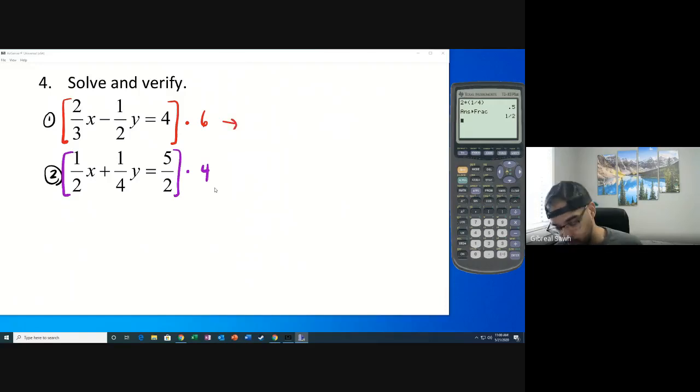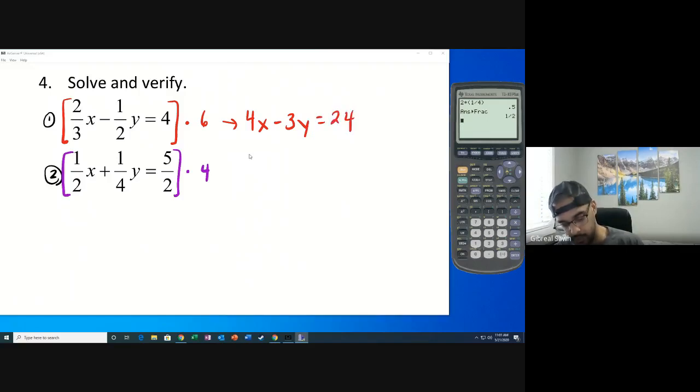So on the top, when I do that multiplication, if you're struggling with the fraction operations, so 2 over 3, we're going to multiply by 6. Now this is 6 over 1. So numerators first. 6 times 2 gives you 12. 3 times 1 is 3. Divide them, and you get 4. So that's going to give us 4x. 1/2 times 6 is going to give us 3. So minus 3y is equal to 24.